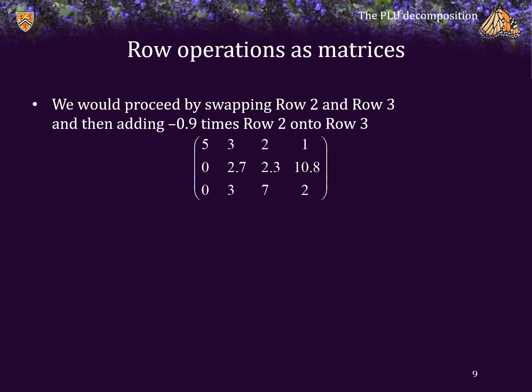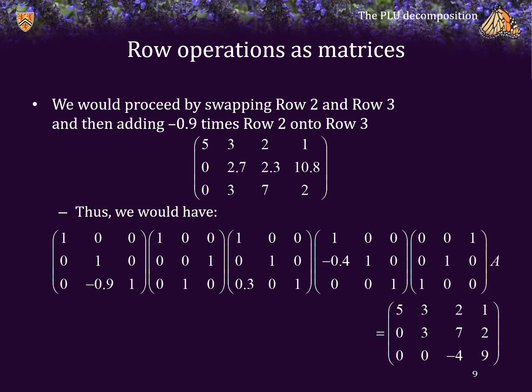Now, given this particular matrix, we would continue on by first swapping rows 2 and 3, and then adding negative 0.9 times row 2 onto row 3. Again, both of these row operations can be represented by matrices. Consequently, we would now have that the application of these 5 row operation matrices onto the matrix A produces the matrix you see there that is in row echelon form.